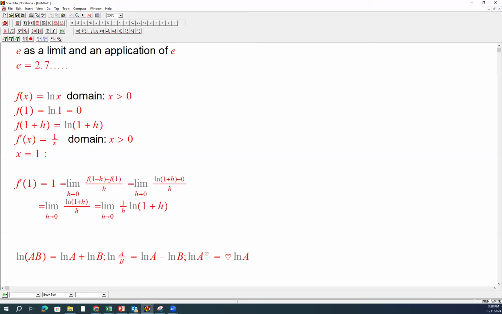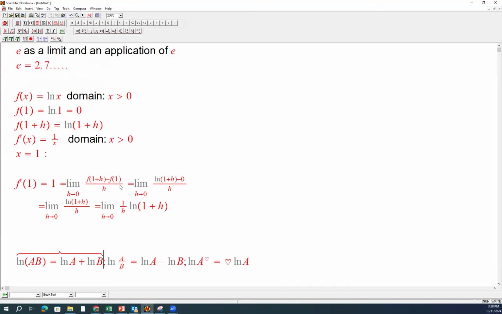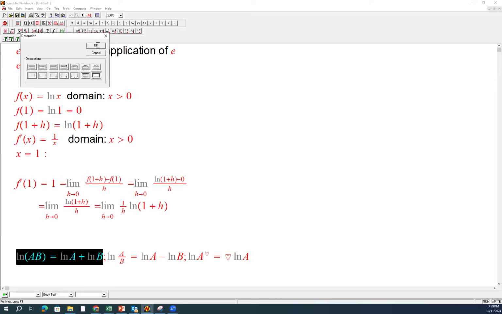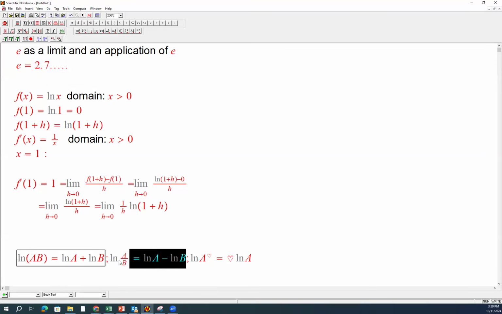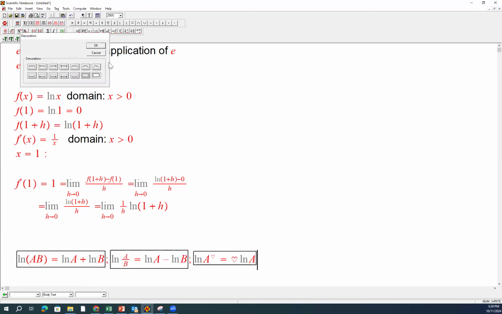So we have these three properties. I'm going to box them. I just hope that we've seen this often enough. So let's box them: the product rule, the quotient rule, and the power rule. We don't have an addition rule nor a subtraction rule. These are the three major rules of logarithms.